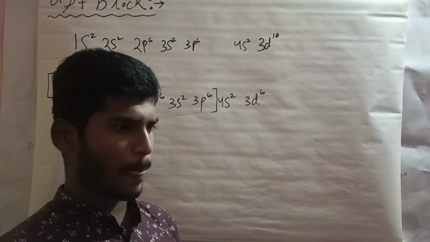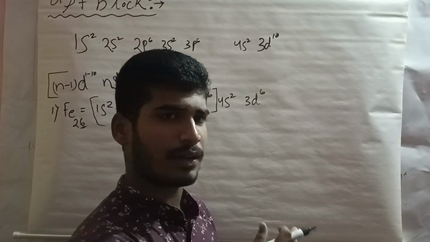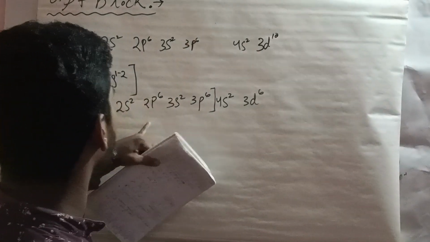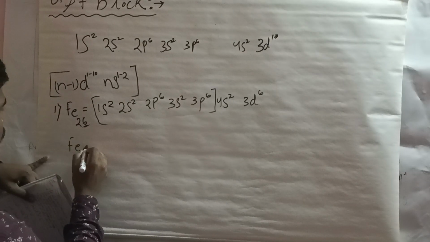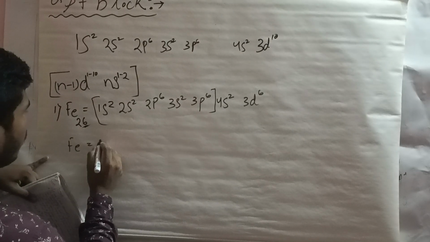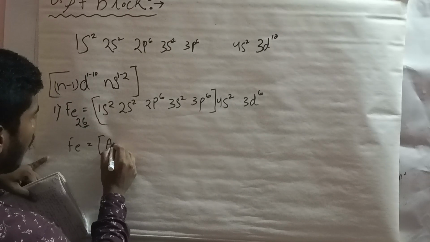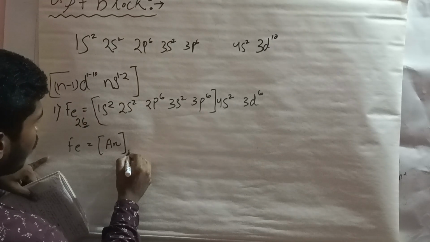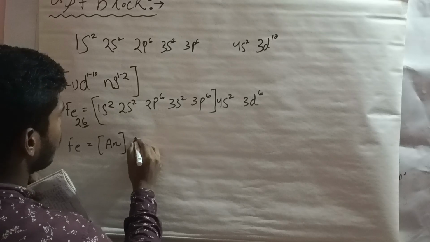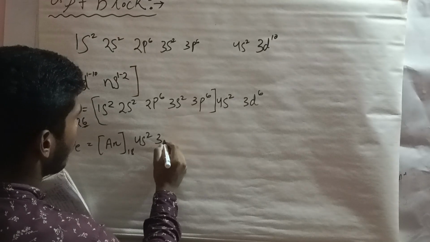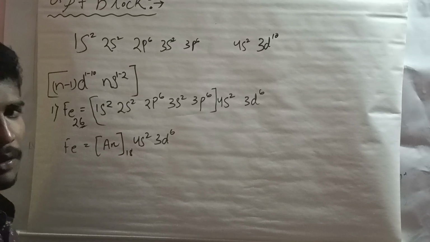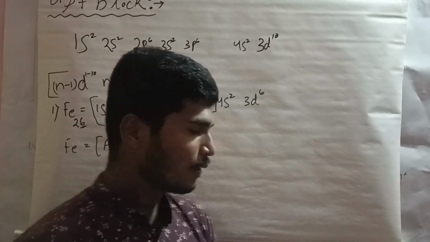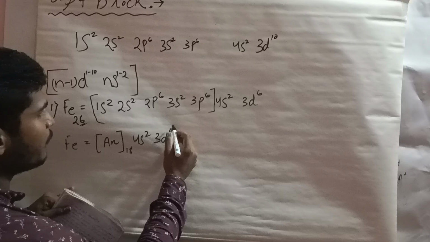The atomic number of argon in the periodic table is 18. So in place of this, you can directly write argon, 18, for Fe. After that, 4s2, 3d6. This is the structure which follows this path. The last electron enters the D subshell.